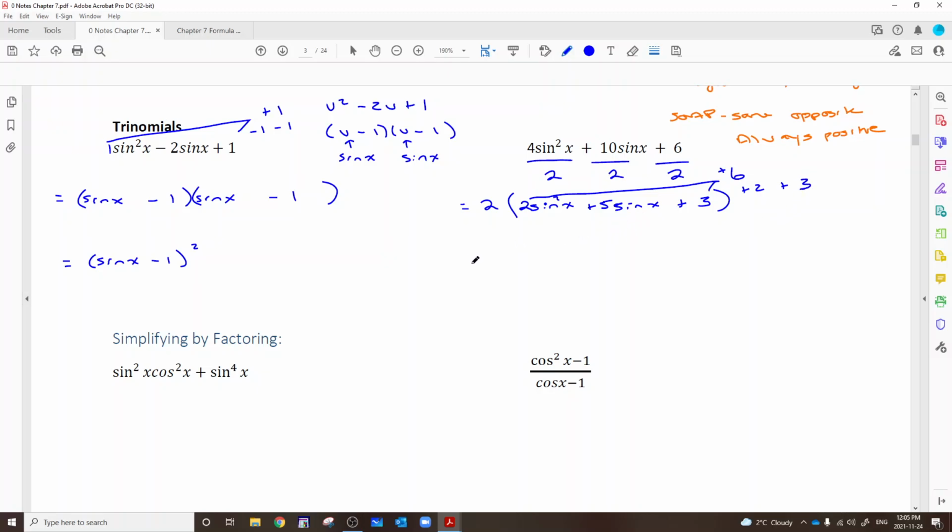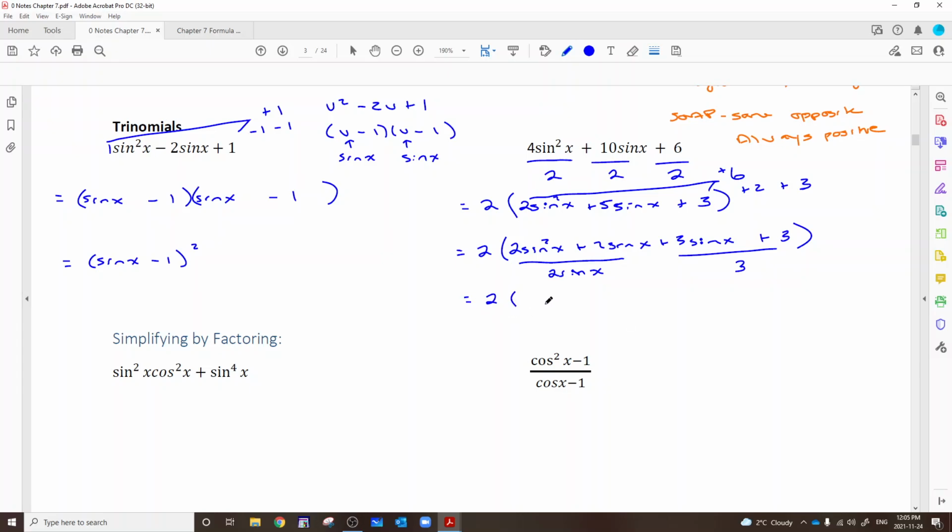All right, so what do I do with that? Now I decompose that middle term. So I go 2 sine squared x plus 2 sine x plus 3 sine x plus 3. And then I'm going to factor by grouping. So out of this first group, I can take out a 2 sine x. The second group, I'm going to take a 3. So what am I going to be left with?